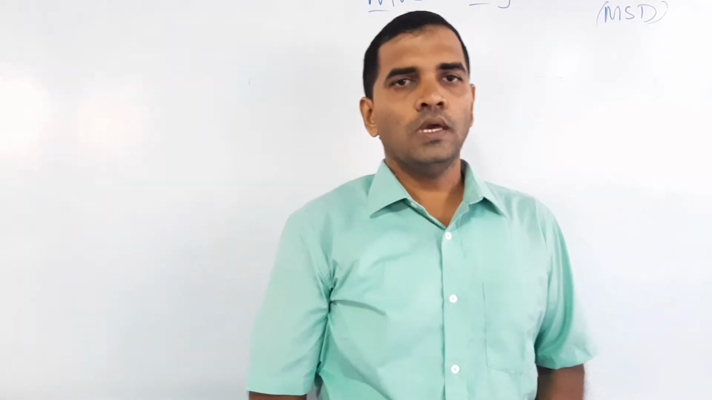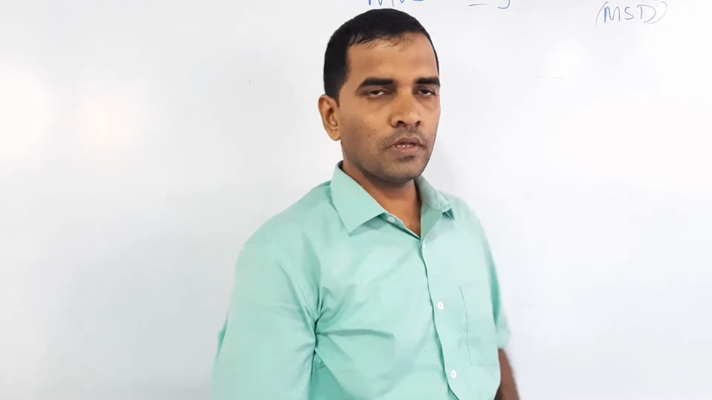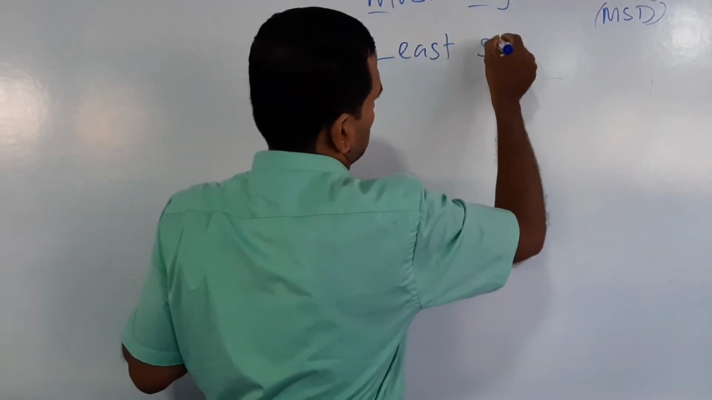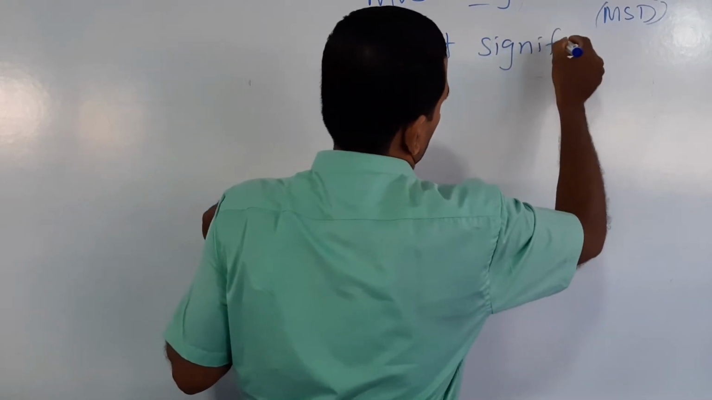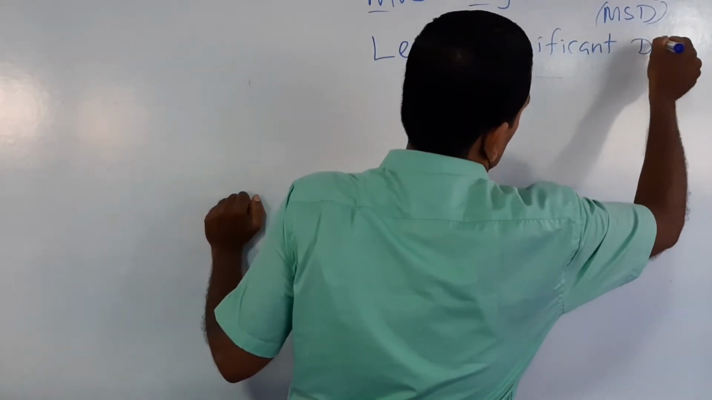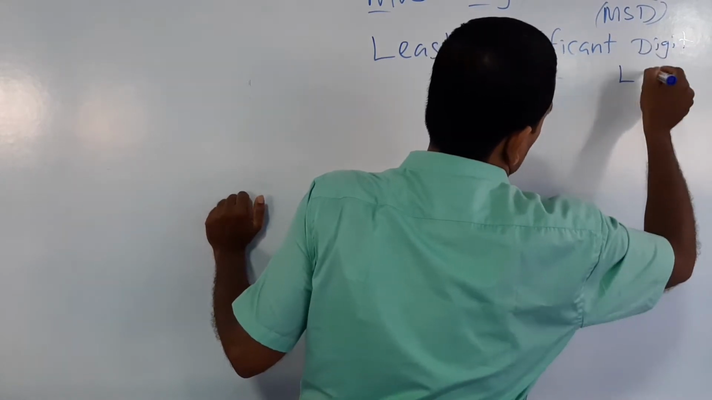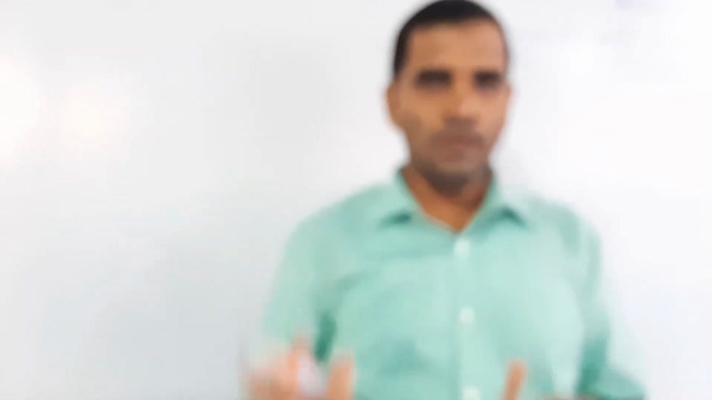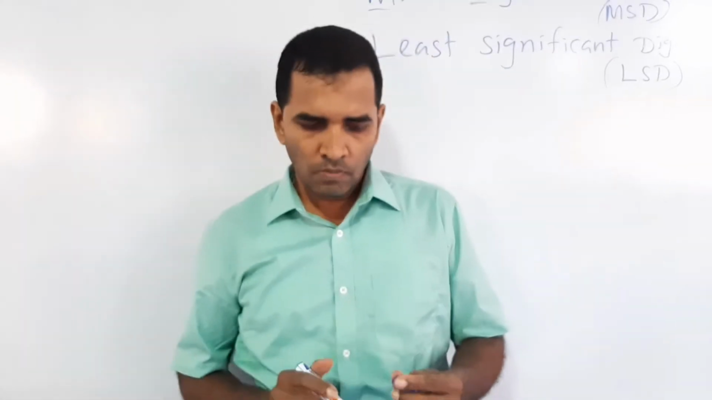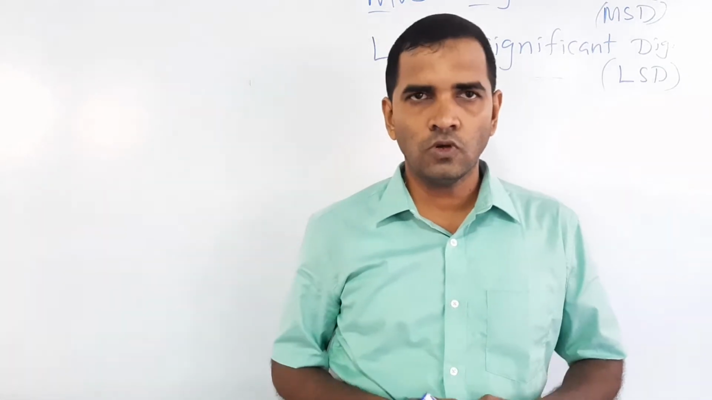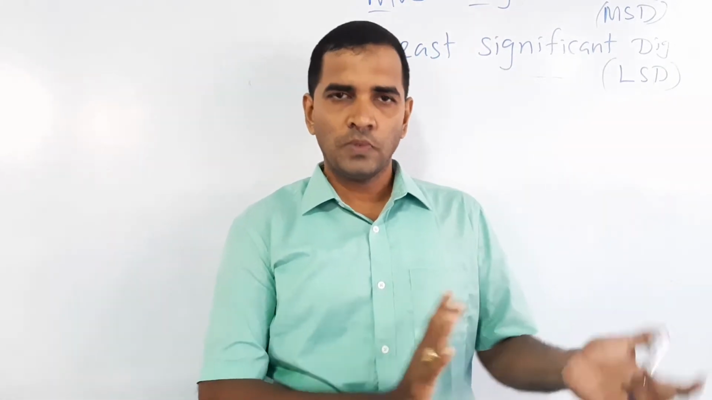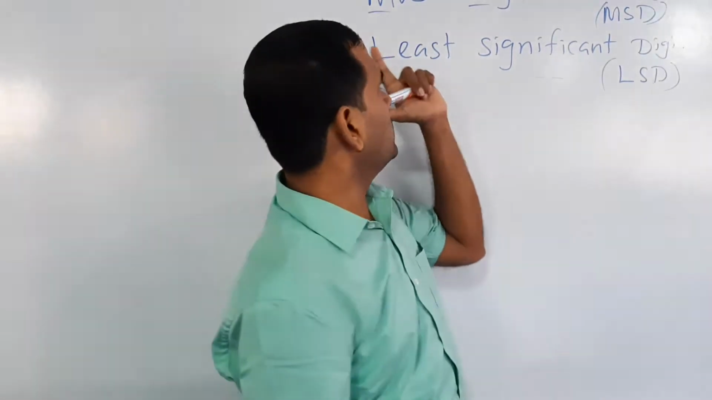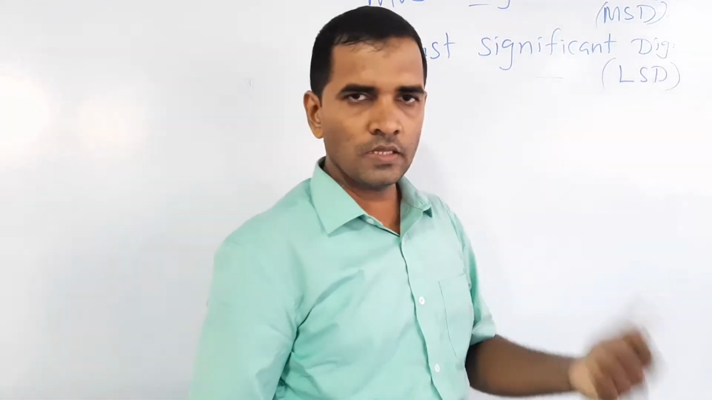On the other side, we have another special digit called the least significant digit, which is LSD, right? Both MSD and LSD are, of course, digits, but we give them priority and like to call them by a special name because they have some uniqueness. I will explain. Let's take the MSD and LSD one by one.